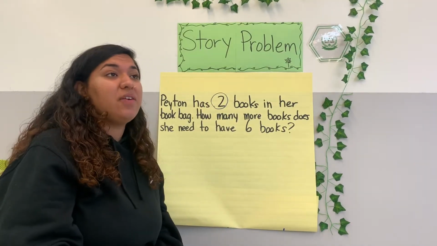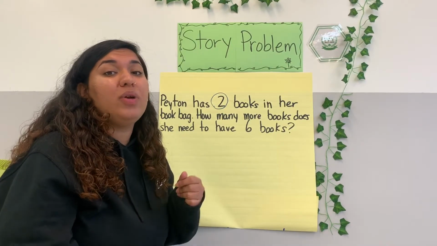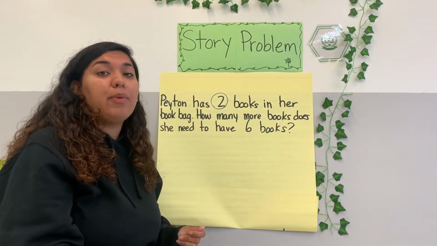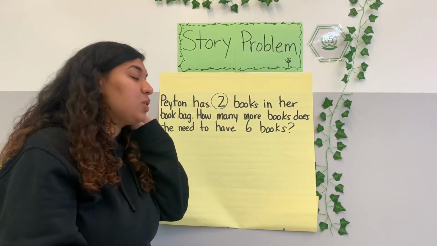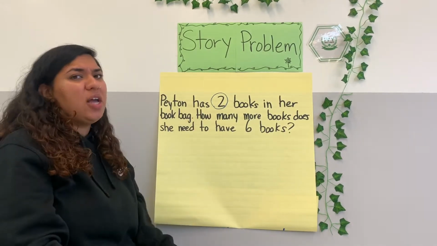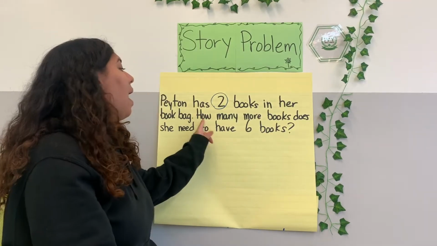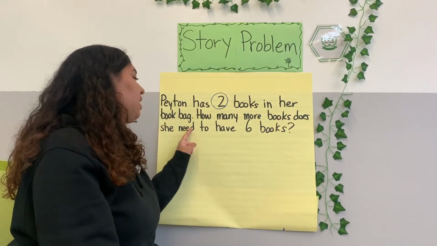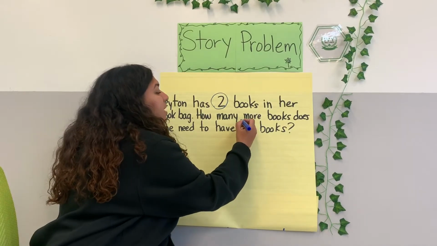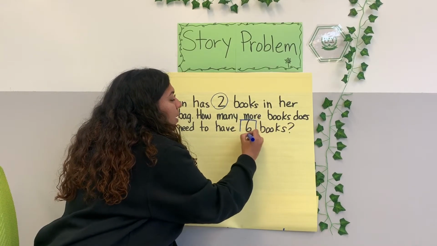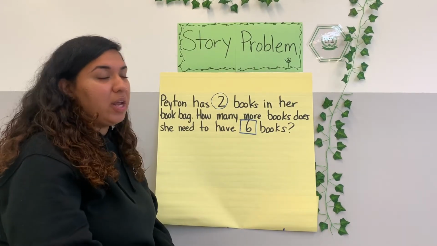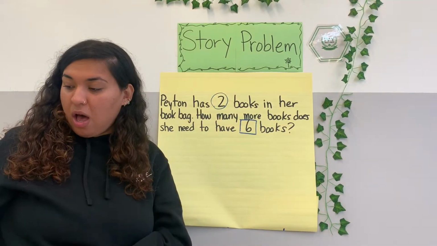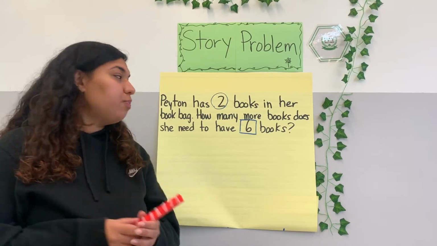Next, we're trying to find out what number do we need to get to. Your turn. So let's read on to see what number we need to get to. How many more books does she need to have 6 books? What number do we need to get to? 6, and I put a box around it. Now it's time for us to solve with our cubes.